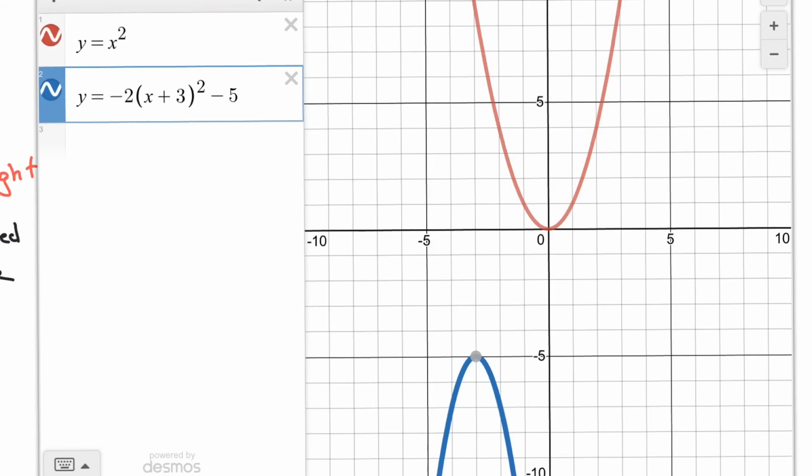That's how the graph was moved. Now look at the direction. The parent function is going up, but this graph is going down. That's because the a value is negative, so we say it is a reflection across the x-axis.